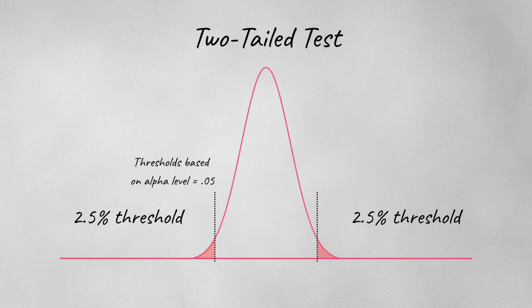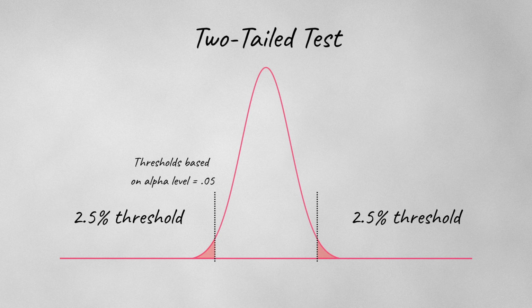Now, in a two-tailed test, what we do is we spread the critical region evenly across both sides of the distribution by dividing the alpha level in half and placing 1/2 on each side. So in the case of an alpha level of 0.05, we would have a critical region of the most extreme 2.5% of the curve on each side of the distribution. And that would still give us a total of 5% of the overall area under the curve.